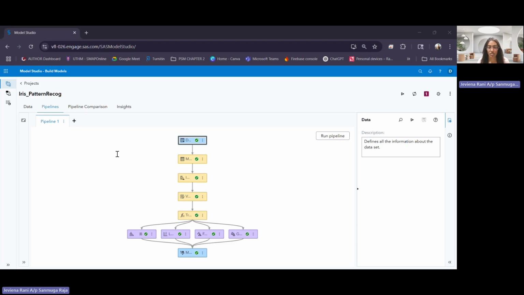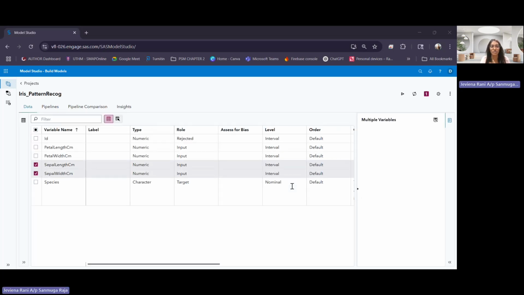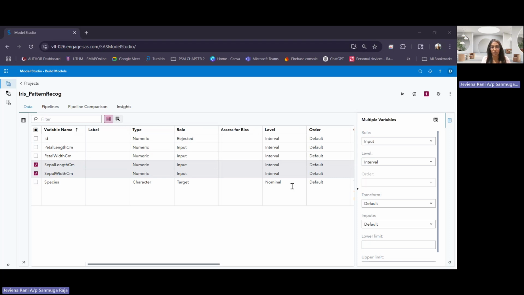So in this part of the presentation, I will walk you through the demonstration, or to say a detailed implementation, of our machine learning workflow using SAS Model Studio, specifically for the iris flower classification task for pattern recognition. So our pipeline basically begins with the data node where we import the iris dataset, and this dataset actually contains 150 samples, as you can see here. And each has 4 numeric features, which is the sepal length, sepal width, petal length, and petal width, along with one categorical target variable, which is the species of the flower, called setosa, versicolor, and virginica.